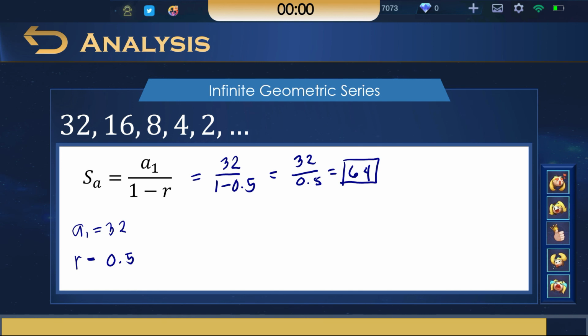And that would be the infinite geometric series of the given sequence 32, 16, 8, 4, 2, and so on. It means that if you add all the numbers infinitely, starting from 32, 16, 8, 4, 2, and so on, the sum will get near to 64, and it will be constant to 64 only. That is the infinite geometric series.